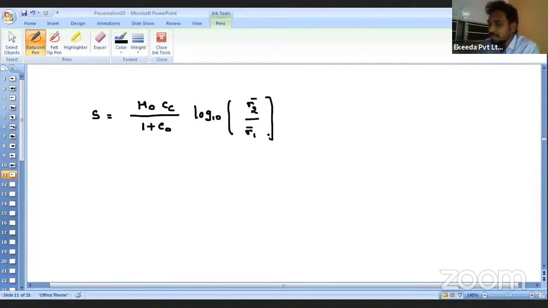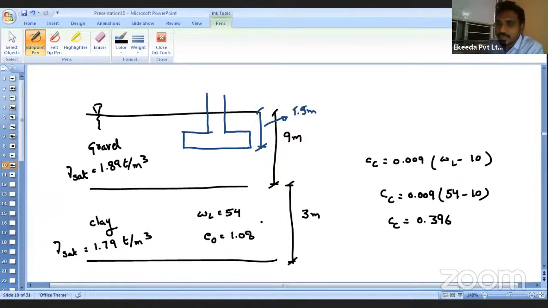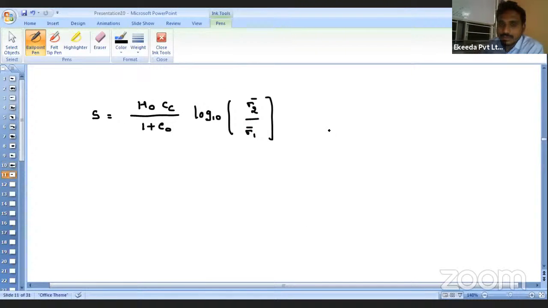So what is sigma 1 bar and sigma 2 bar, as we have already discussed. Let us solve this here. H naught is directly given. What is the H naught? H naught is nothing but the thickness of the clay sample. What is the thickness? It is given as 3 meter. So here I will consider H naught as 3 meter, and I will represent it in terms of mm, so 3000 mm. Compression index we have already found out. How much have we obtained? We have obtained it to be 0.396. And initial void ratio is also given, how much? That is 1.08.